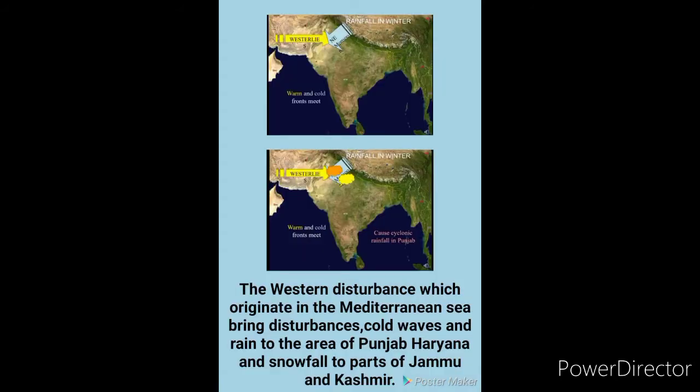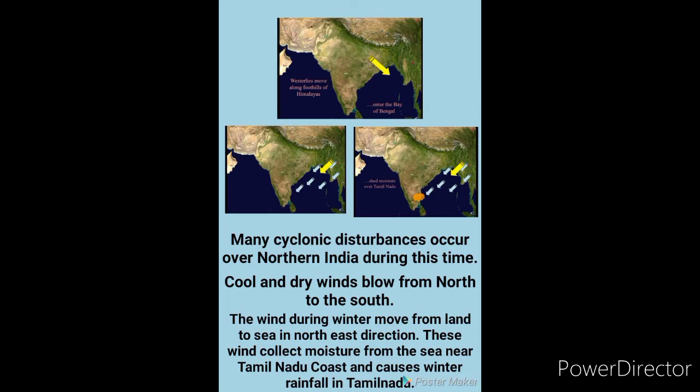The western disturbances which originate in the Mediterranean Sea bring disturbances, cold waves and rain to the areas of Punjab, Haryana and snowfall to parts of Jammu and Kashmir. Many cyclonic disturbances occur over northern India during this time. Cool and dry winds blow from north to south.